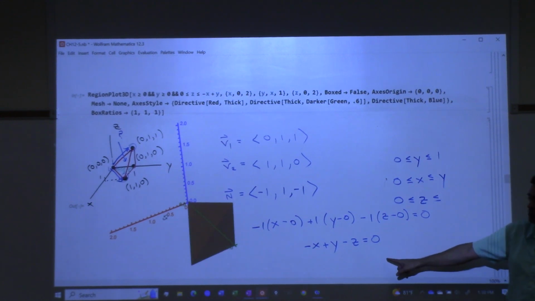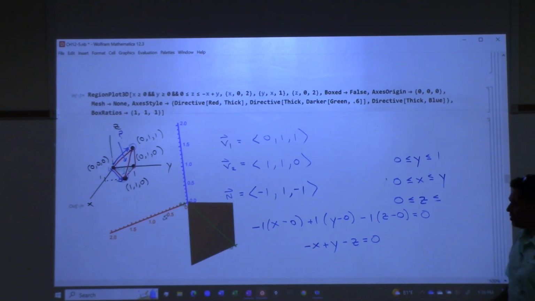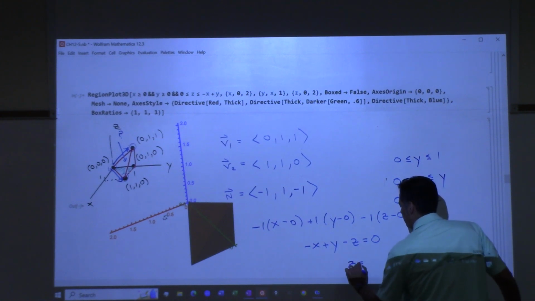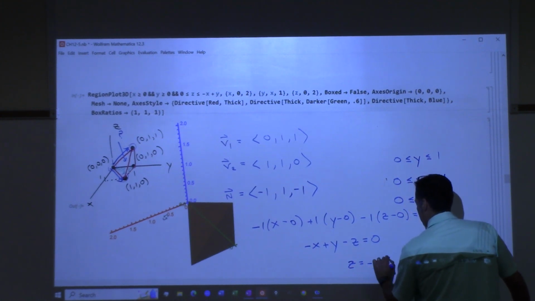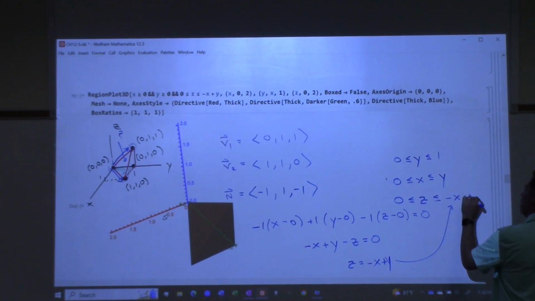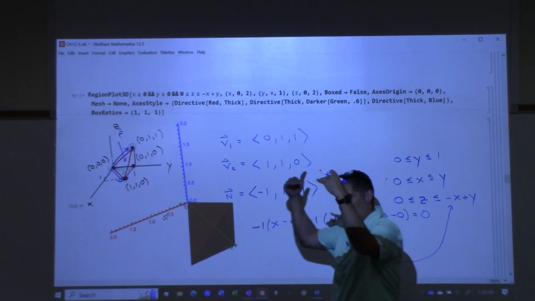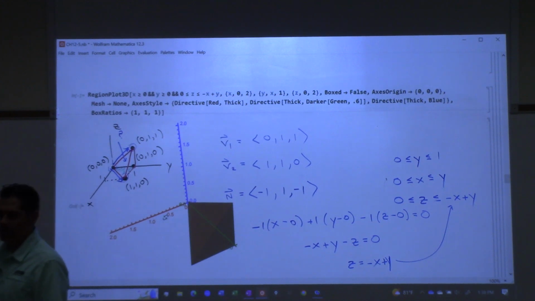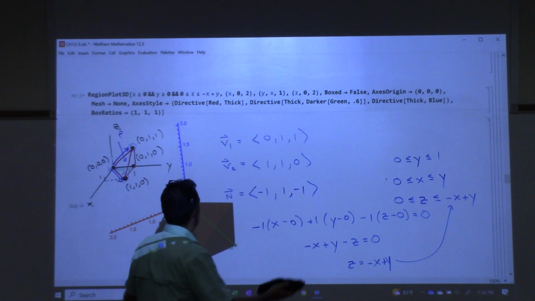What do I need to do with this? Solve for z. So z is equal to -x plus y, and that goes right here, -x plus y. That's my upper limit on z, that plane up top. Set up the triple and we're done. At least we're done with the setup.